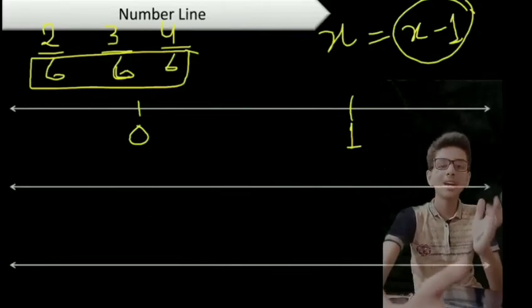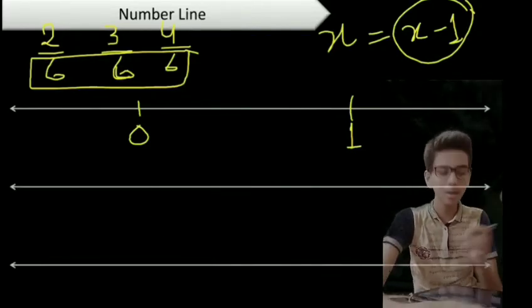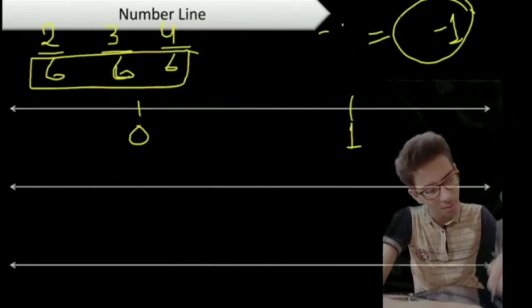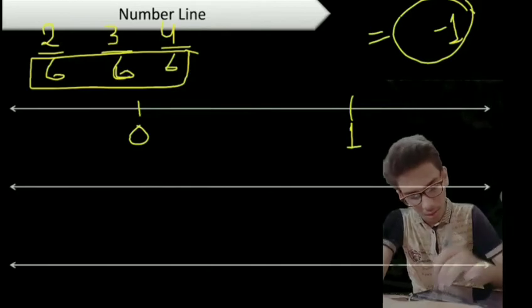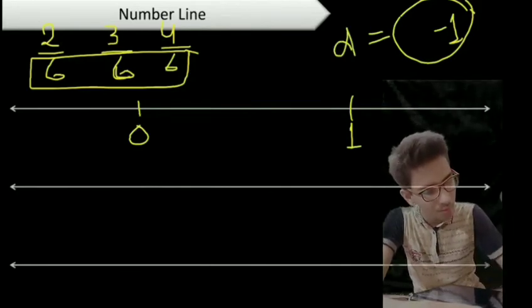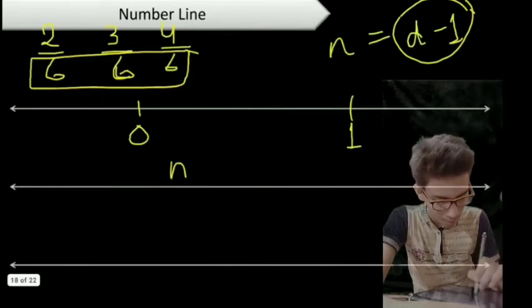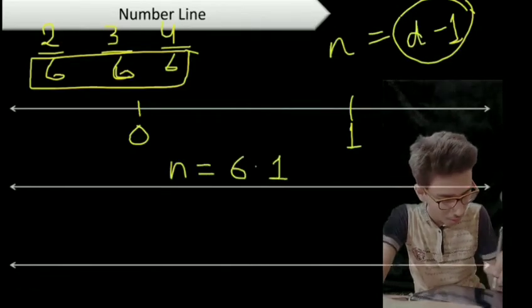So we are going to make x means denominator minus 1. Let me use d over here so it is familiar with you when I say denominator, right? D, for number of lines, let's take n is equal to d minus 1. So here n is equal to what? 6 minus 1, which will give you 5.